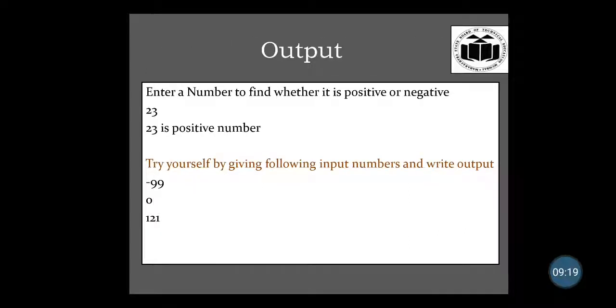Output. For example, same input I have given. Enter a number to find whether it is positive or negative. 23. 23 is positive number. You can try yourself by giving minus, means negative 99, 0 or 121. These are different inputs given. You can also give your own and try yourself. This is your task.